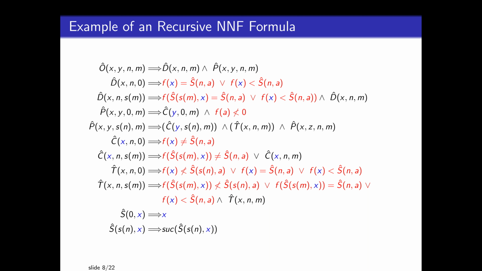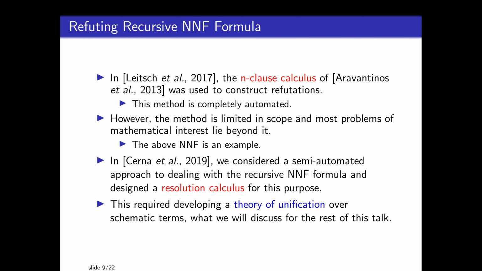I won't go over the details of what this actually means. I just want to show what it looks like when you extract this from a proof and what it is that we're getting in the end. We'll look over simpler examples. All right, so refuting recursive NNF formula.